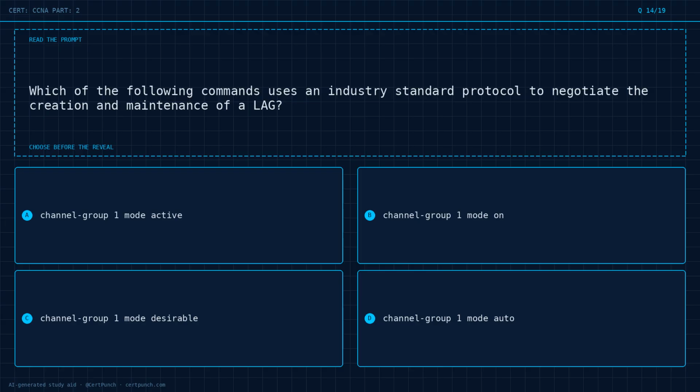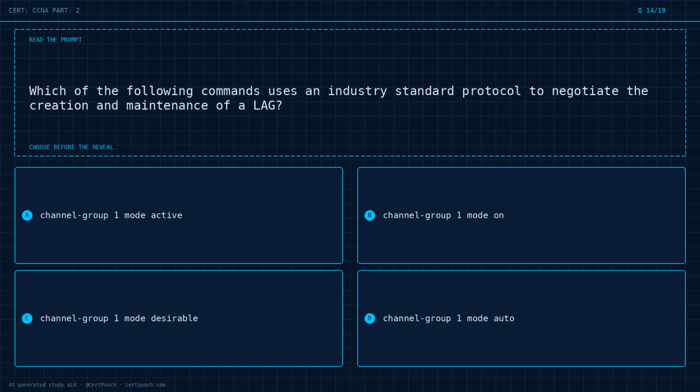Question 14 of 19. Which of the following commands uses an industry standard protocol to negotiate the creation and maintenance of a LAG? Option A, channel-group 1 mode active. Option B, channel-group 1 mode on. Option C, channel-group 1 mode desirable. Option D, channel-group 1 mode auto.